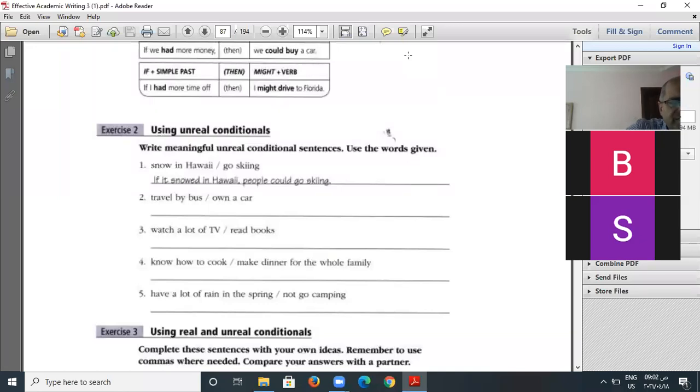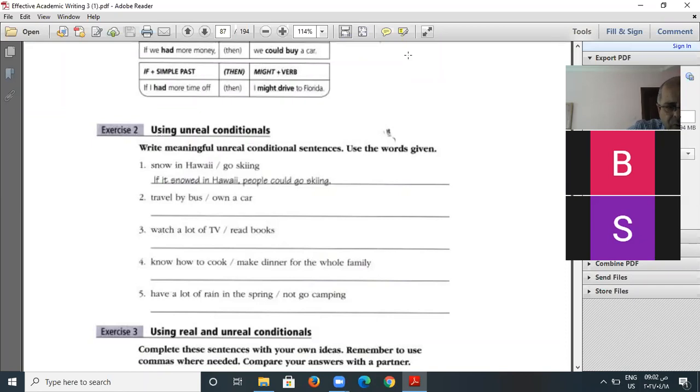Using unreal conditionals. Write meaningful unreal conditional sentences. Use the words given. Look at the example here. Snow in Hawaii, go skiing. We start with the if clause. We say, if it snowed in Hawaii, with the verb in the past, snowed, comma, people could go swimming.